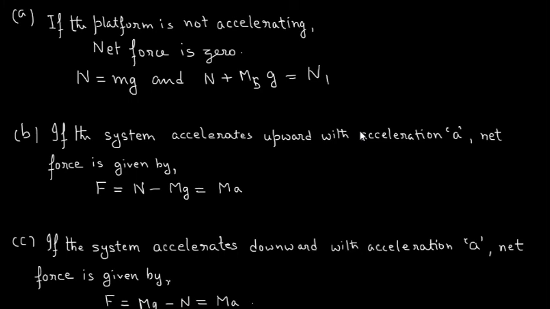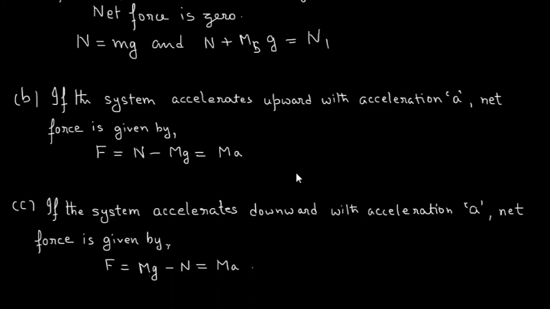So if the system accelerates upward with an acceleration a, net force is given by F is equal to N minus mg is equal to ma. C, if the system accelerates downward with acceleration a, net force is given by F is equal to mg minus N is equal to ma.